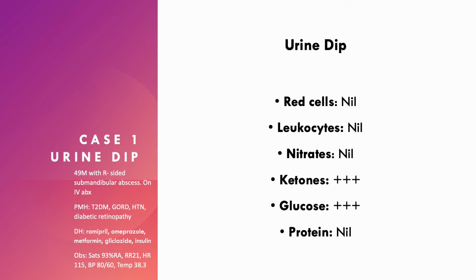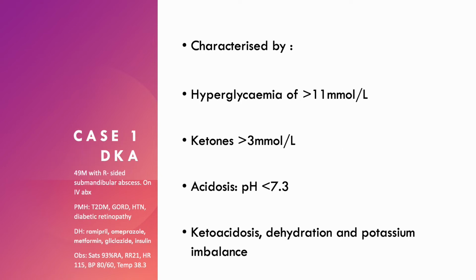So what's the most likely diagnosis? As we mentioned before, the most likely diagnosis is diabetic ketoacidosis. Diabetic ketoacidosis is characterised by hyperglycemia of more than 11 millimoles per litre, ketones of more than 3 millimoles per litre, acidosis of pH less than 7.3, and is characterised by ketoacidosis, dehydration and potassium imbalance.